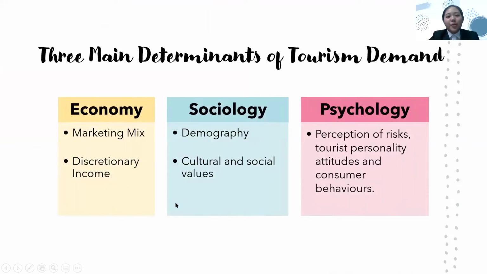So first we have economy, which includes marketing mix and discretionary income. Demand is directly affected by marketing mix, including the nature of product, promotional strategies, distributions, and also the price.